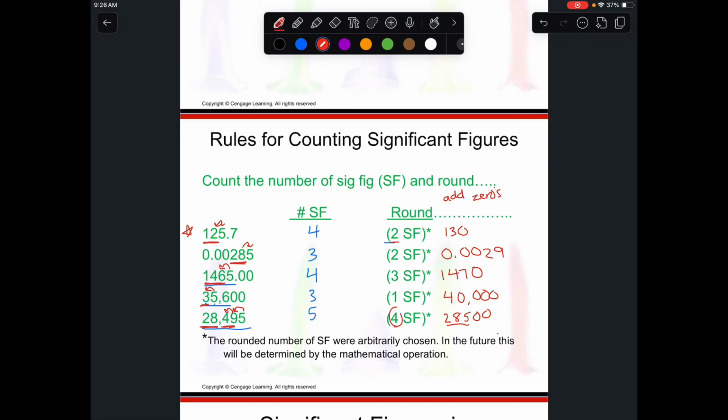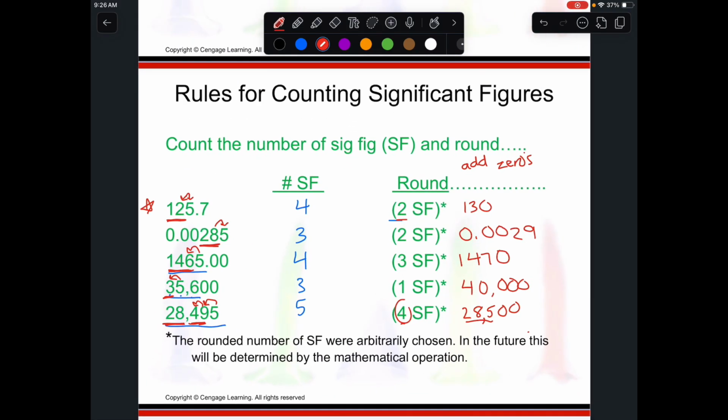Now, if there's no way to make your number into the amount of sig figs you need, you can always utilize scientific notation. So if you don't remember scientific notation, please YouTube it or look in your textbook. But we're going to go ahead and try this again. We are actually going to put this number into scientific notation. So I'm actually going to do that right over here. So if I were to put 28,495 into scientific notation, it would be 2.8495 times 10 to the 4th. Okay, moved 4 spots.